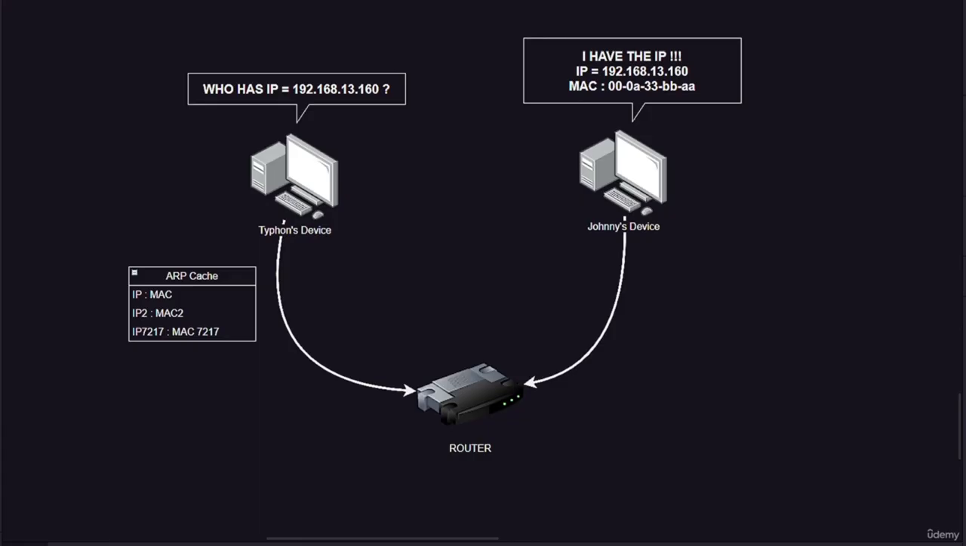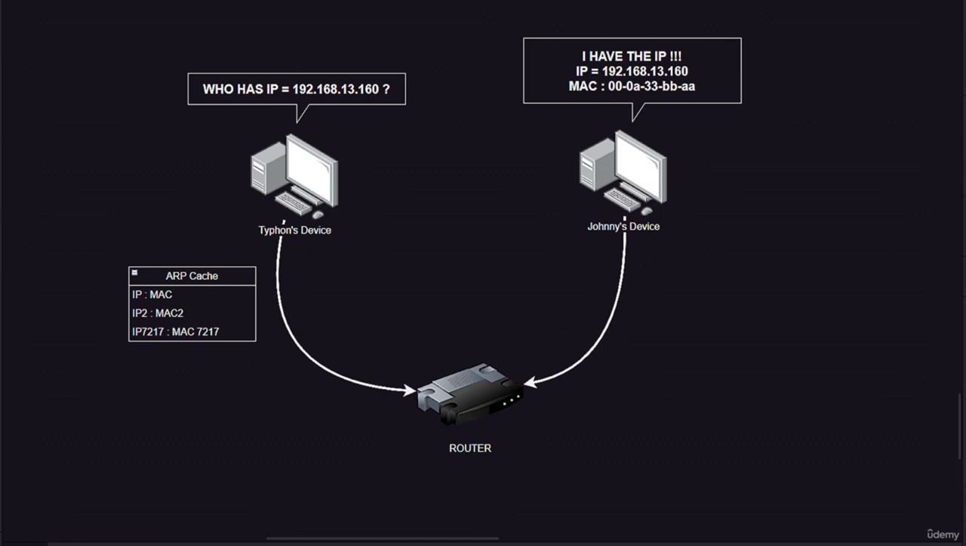So this Stefan's device will send out a broadcast request to the whole network to ask which device has this respective IP address. Let me get my pen here and draw some things on the screen. So here, as I said, Typhoon's device will ask all of the devices if they have the IP address. Actually, Typhoon's device does not ask that way. Instead, Typhoon's device will ask the router about this IP address here.